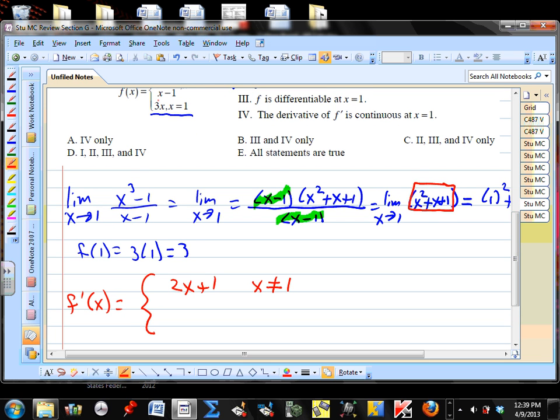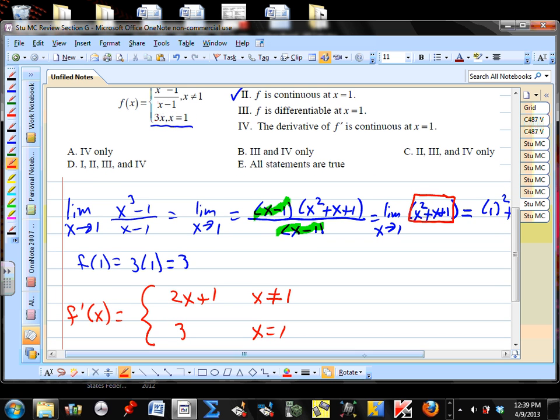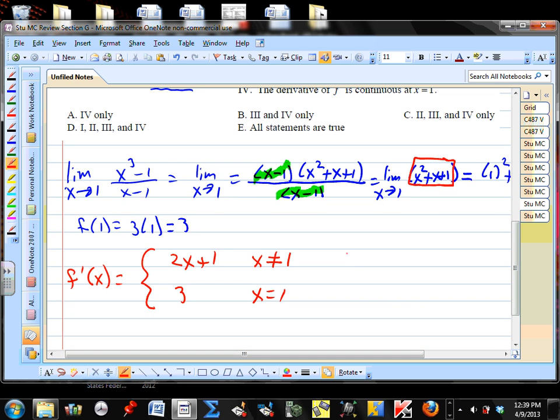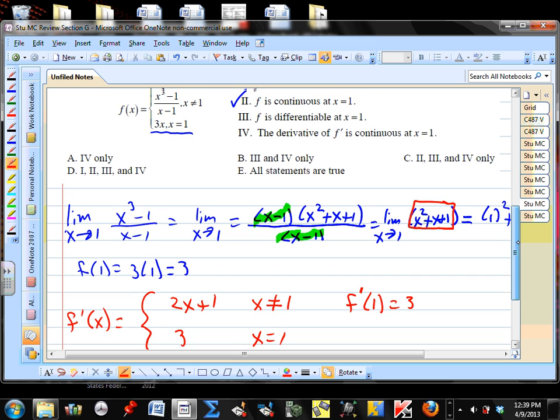And now we need to find the derivative of 3x. Well, that's just 3, when x equals 1. Now let's see if these values are equal. f prime of 1 is going to equal 3. And if we put 1 in place of the other piecewise defined part of this function, we get 2 times 1 plus 1, which is 3. So statement 3 is true.